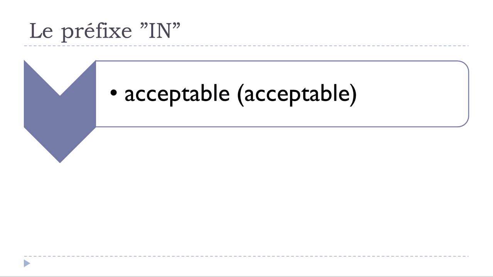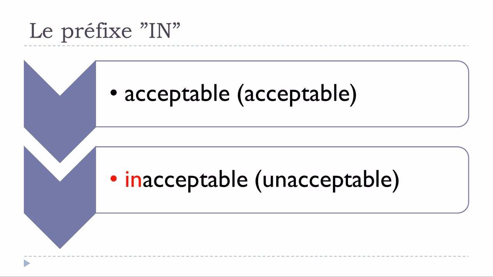So let's see a few examples now. The first one is acceptable. You will have the translation here in English, and it's not that difficult in that case. If you want to express this privé de or sans, without or less, then you add this IN at the beginning of your word, and you get inacceptable. Acceptable, inacceptable.